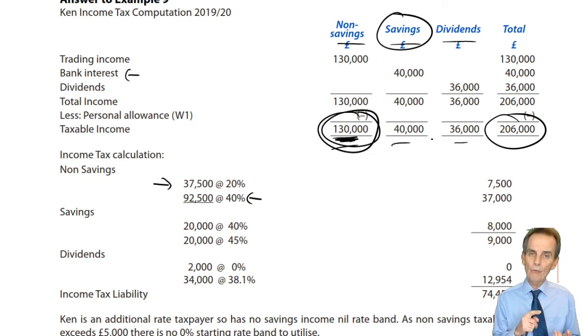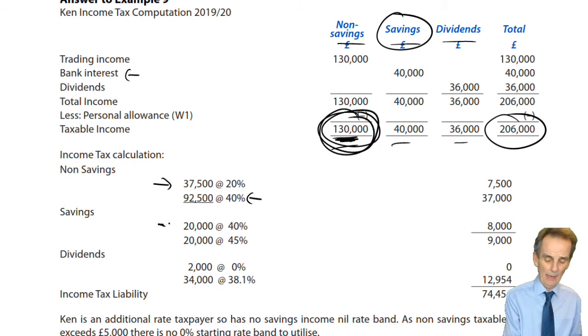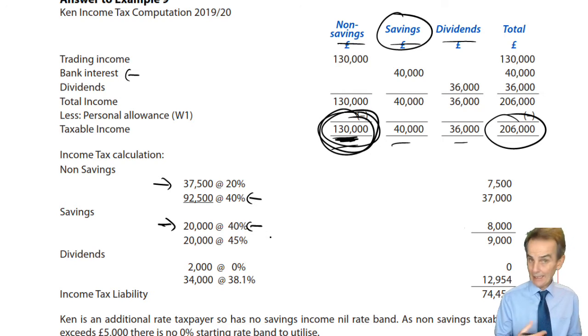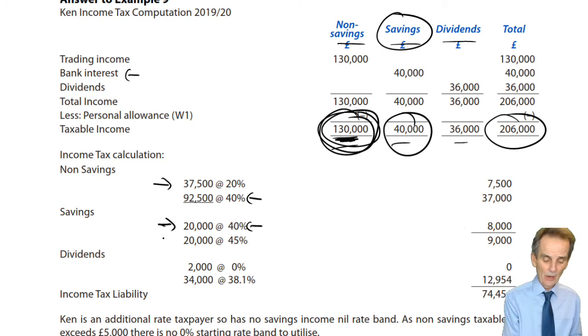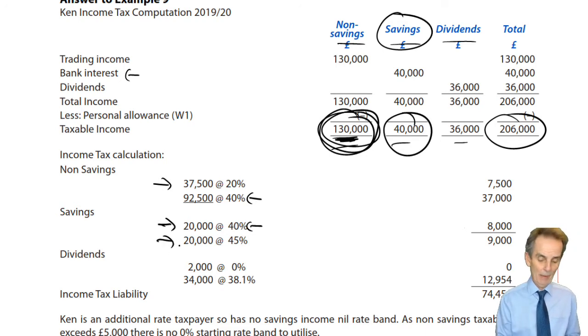The higher rate limit, the additional rate threshold, is £150,000 of taxable income. And what have we got? 130,000 so far. So there's 20,000 of the higher rate band remaining, which is taxed at 40%. Anything over and above that, here, 40,000 savings, that leaves another £20,000 of our 40 to be taxed, and that is up in the additional rate band.